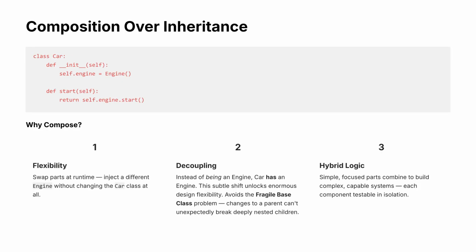Last one. And honestly, this is the one that separates intermediate devs from senior devs: composition over inheritance. Instead of saying Car is an Engine through inheritance, you say Car has an Engine as an attribute. That subtle shift is huge. With inheritance, you're tightly coupled to your parent class. Change the base, and you might break every child. With composition, you can swap out the engine at runtime, inject a mock in tests, or upgrade behavior without touching Car at all. Build with small, focused, testable pieces, and compose them into something powerful.